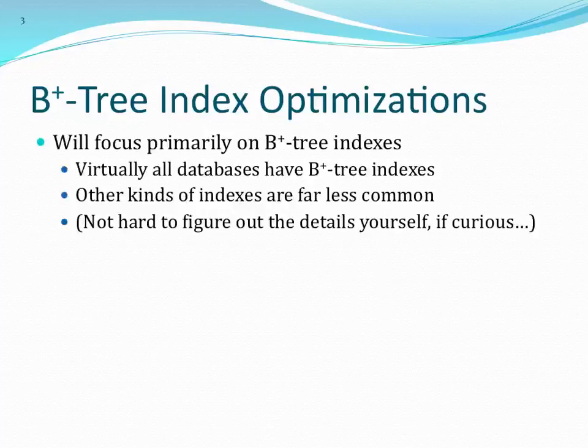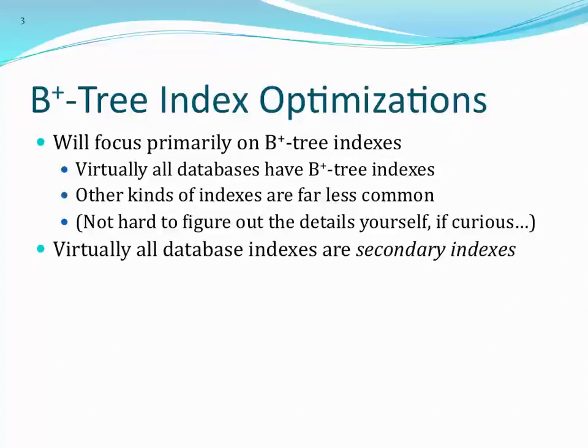We are going to talk primarily about B-tree indexes, and I call them B-trees just because I'm too lazy to say B-plus tree, because B-plus trees are what most databases use, so we just call them B-trees. If you have hash indexes or things like that, you can obviously extend this material to apply to those things, but since most everybody uses B-trees, we're going to just focus on B-trees.